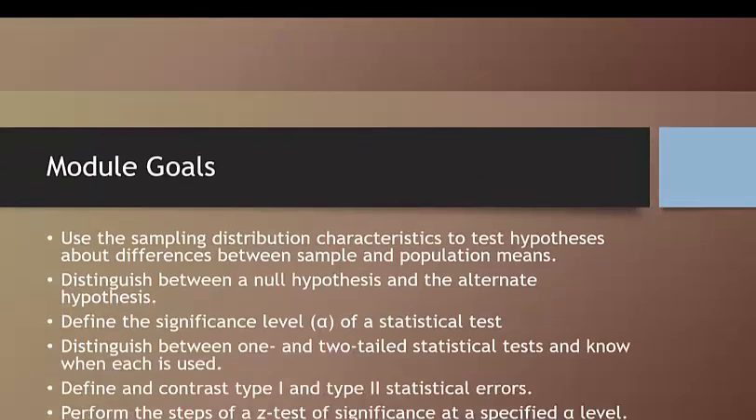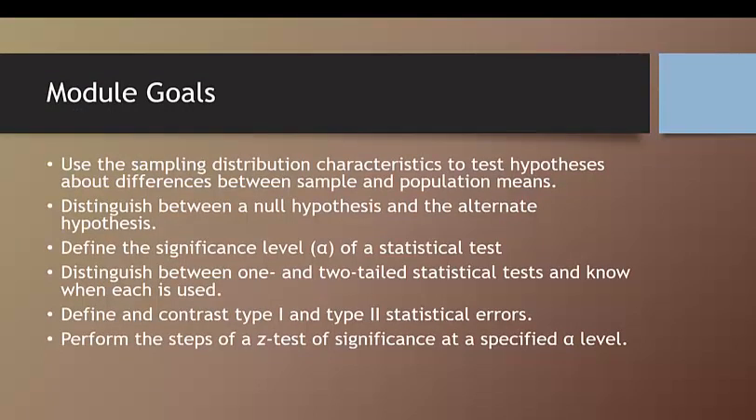So our module goals then are: we want to use the sampling distribution characteristics to test hypotheses about differences between the sample and population means, distinguish between a null hypothesis and the alternate hypothesis, define the significance level alpha of a statistical test, distinguish between one and two-tailed statistical tests and know when each is used, define and contrast type 1 and type 2 statistical errors, and then perform the steps of a z-test of significance at a specified alpha level.